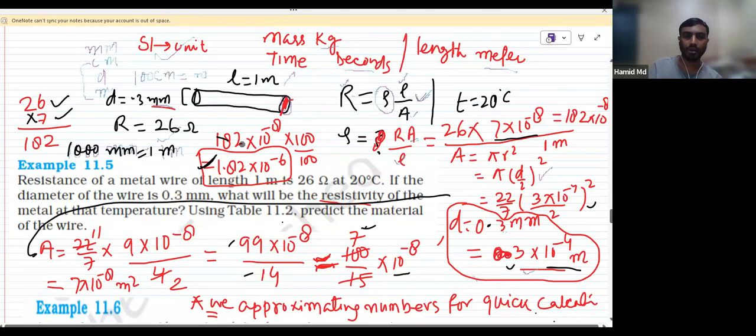Instead of 182, we would like to write it as 1 point something. For that, I multiplied it by 100 and divided it by 100. When we divide it by 100, it becomes 1.82. We took this division in here, but we are left with this 100. So when we have 10 to the power minus 8 into 100, it turns out to be 10 to the power minus 6. Good.